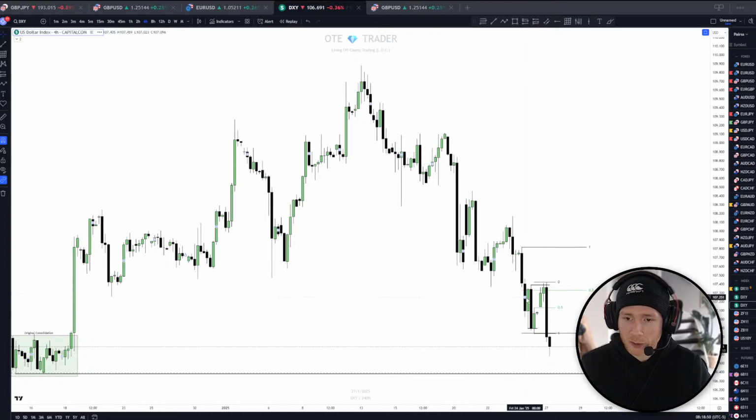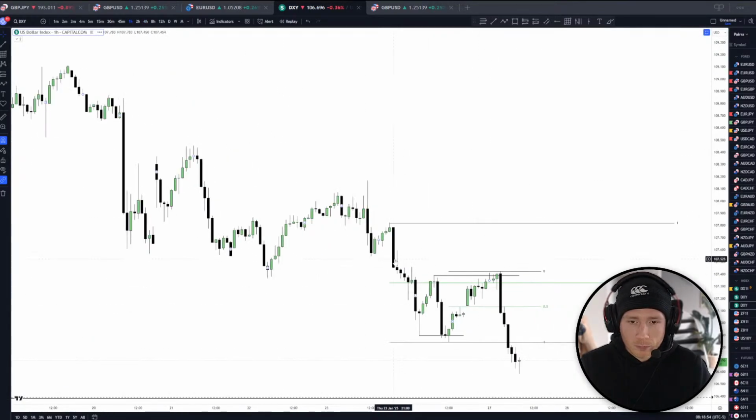Thursday had a displacement. Let me see. Let me zoom in a little bit more. Yeah, it was actually Asia session already. So Asia and London displace lower, and then it just sets up to run an old high, and then we can look for lows again.